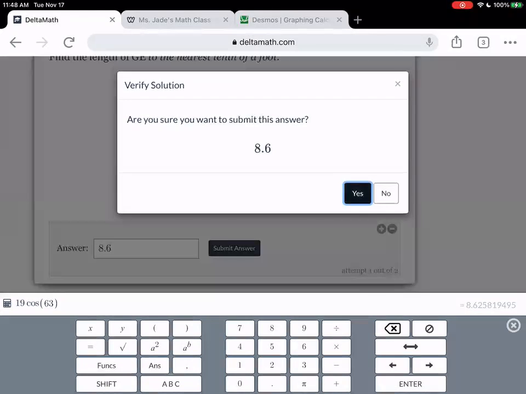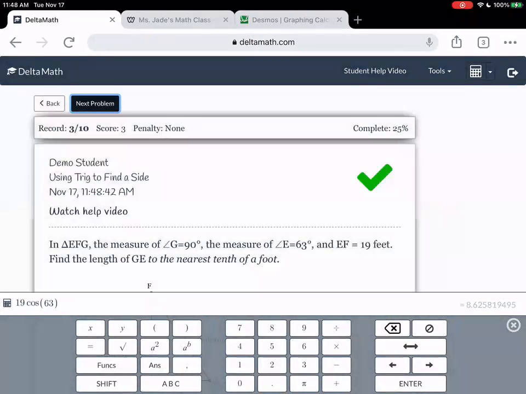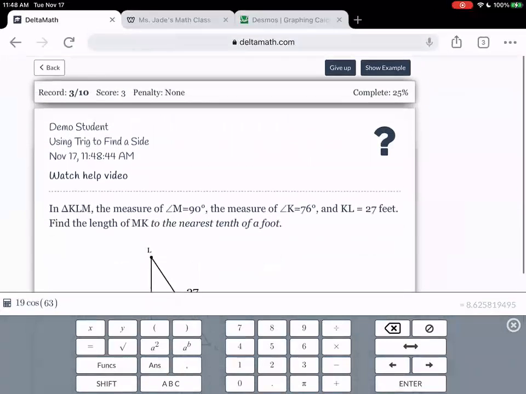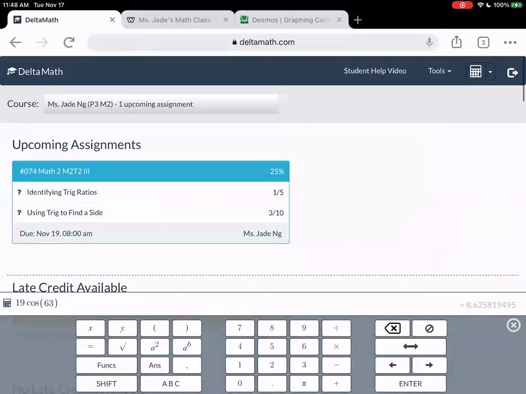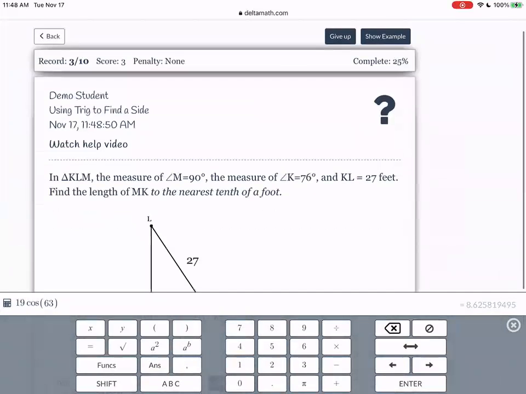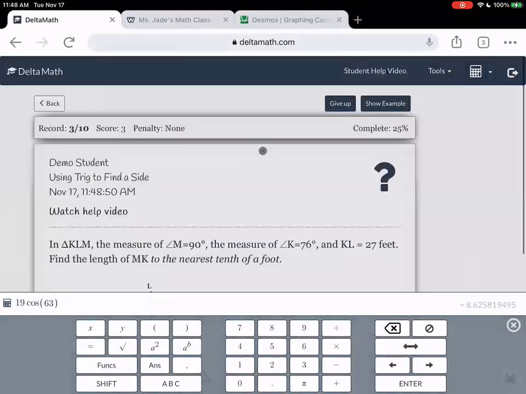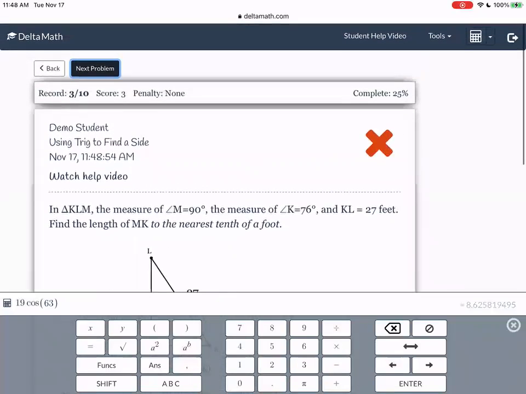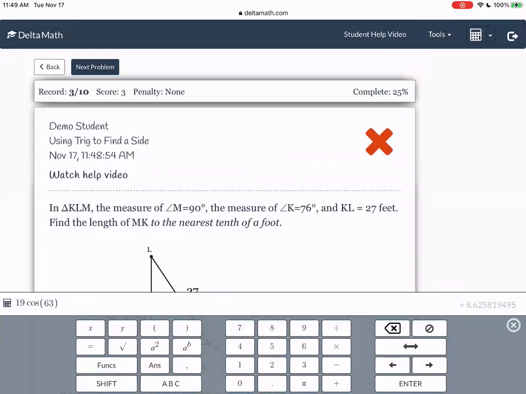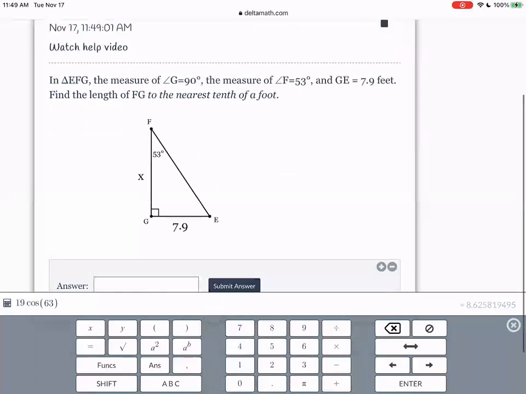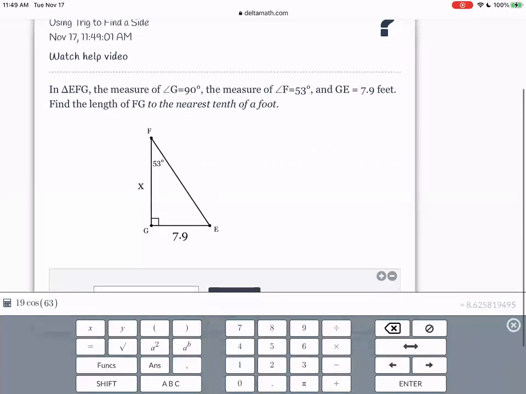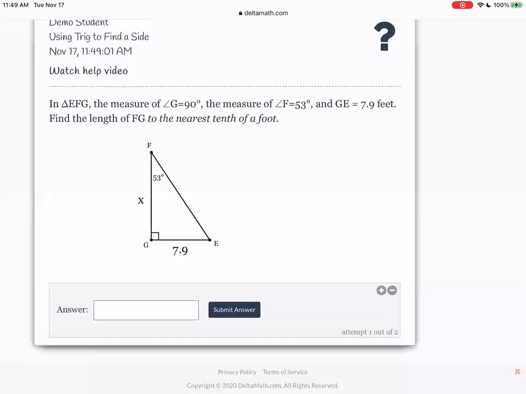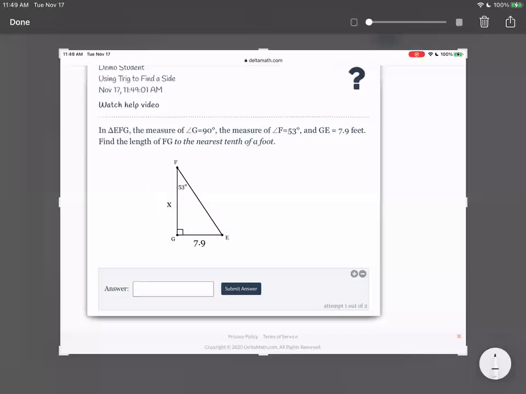Okay. I'm going to try to see if we can get one that's not cosine. And I'm just going to do that by giving up on a bunch of them. Okay, finally, here's one that's not a cosine. Okay, so I'll leave this one as one of our final examples.